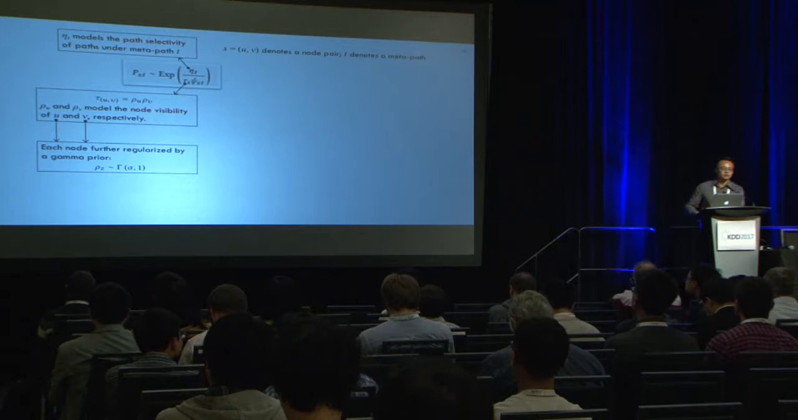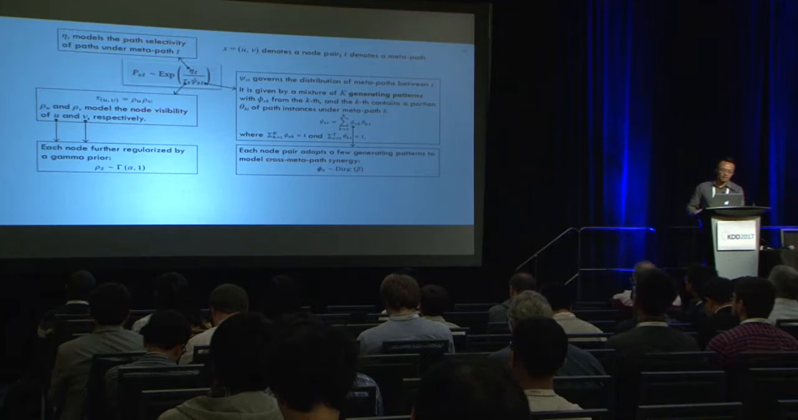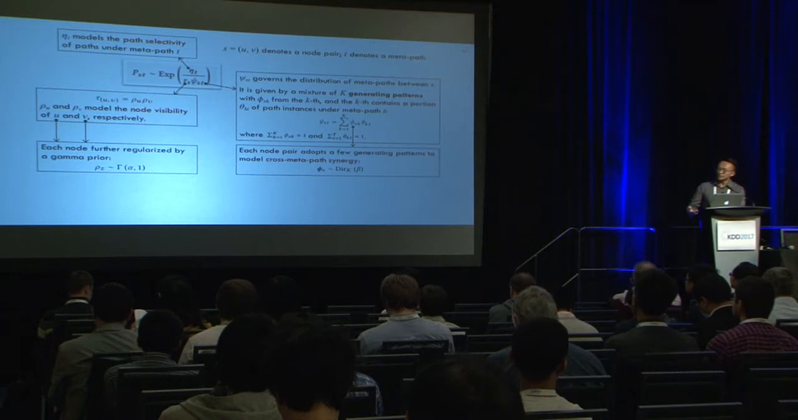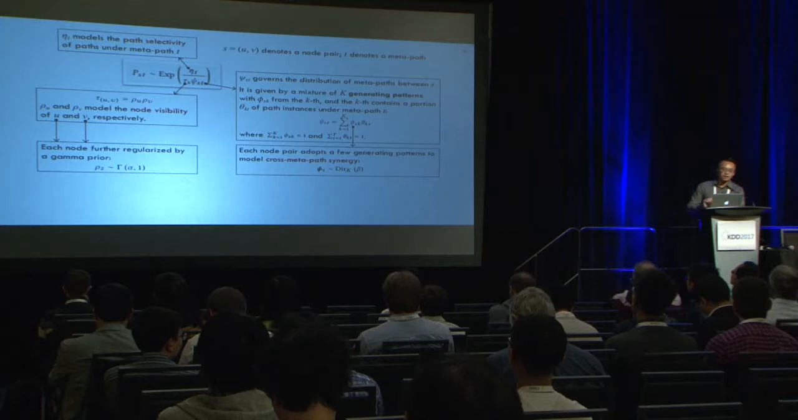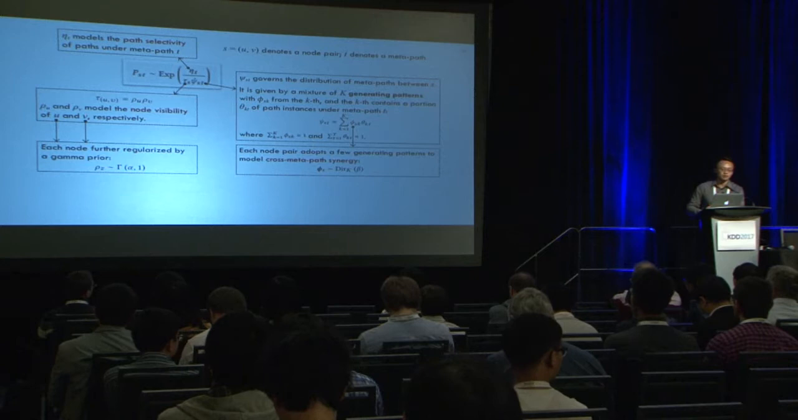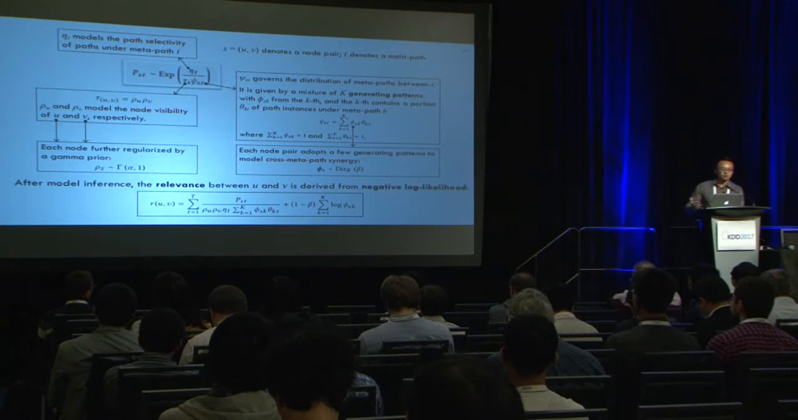And the third component, this psi st, governs the distribution of metapaths between a node pair S. And this psi st is further given by a mixture of k generating patterns. And here, when we say generating patterns, it basically captures what metapaths co-occur often in this given HIN. And we further encourage a node to adopt only a few generating patterns, and this enables us to model cross-metapath synergy. And this is how the model looks like. And after model inference, we can simply compute the relevance between a node pair deriving from the negative log likelihood again.